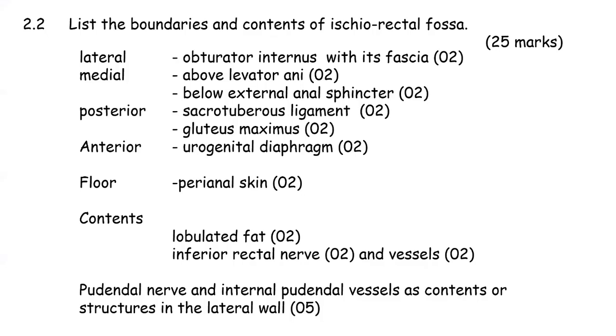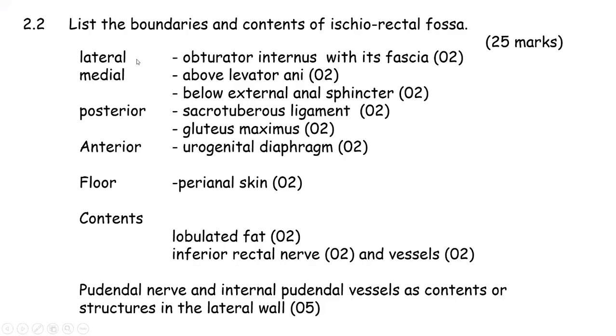Then 2.2, we are asking you to list the boundaries and contents of the ischiorectal fossa. Again, a little bit similar to the previous question, but here you will have to list all possible relations, and we have given you 25 marks for that.